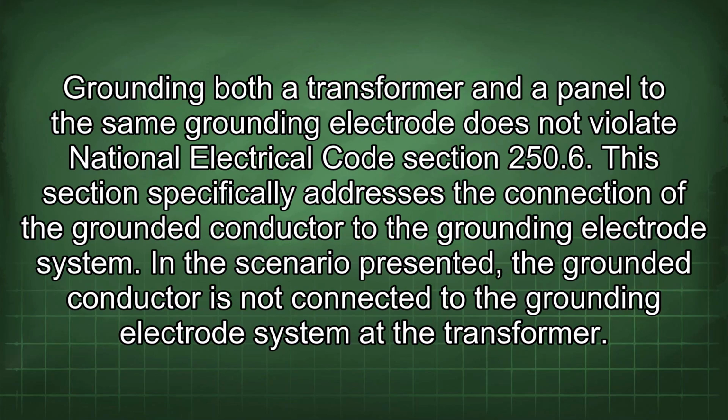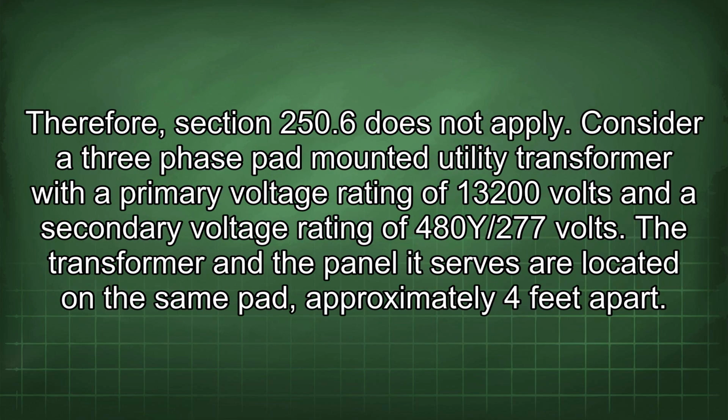Grounding both a transformer and a panel to the same grounding electrode does not violate National Electrical Code Section 250.6. This section specifically addresses the connection of the grounded conductor to the grounding electrode system. In the scenario presented, the grounded conductor is not connected to the grounding electrode system at the transformer. Therefore, Section 250.6 does not apply.